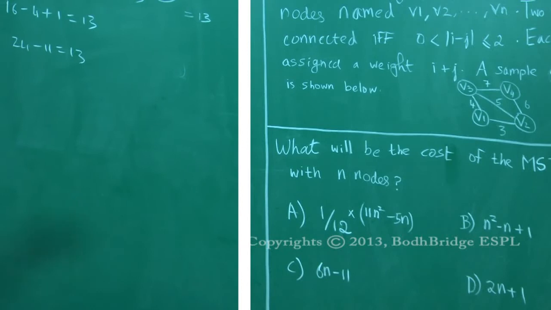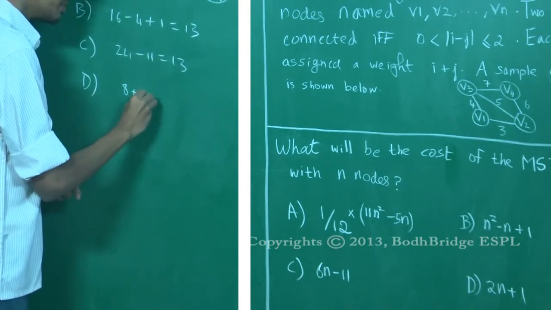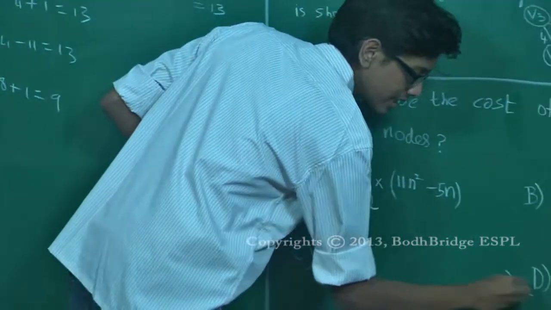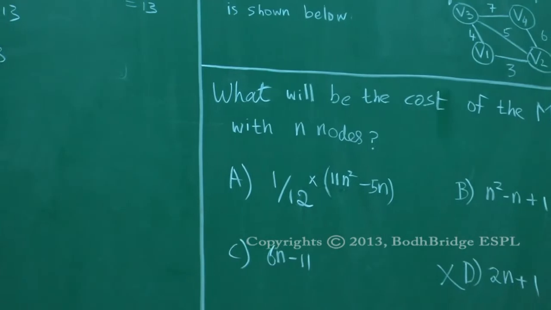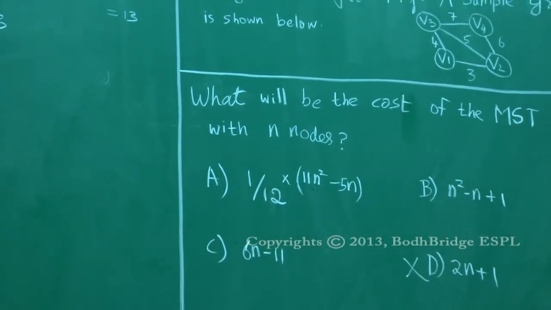Option D is 2n plus 1, 2 into 4, 8 plus 1 is 9. So option D does not satisfy. So we know that option D is not the answer. Now to eliminate between A, B and C, we increase n by 1.